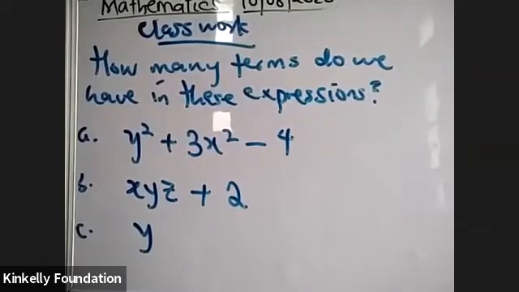How many terms do we have in these expressions? Number 1: A, y squared plus 3x squared minus 4. B, xyz plus 2. C, y. How many terms do we have in each of these expressions?